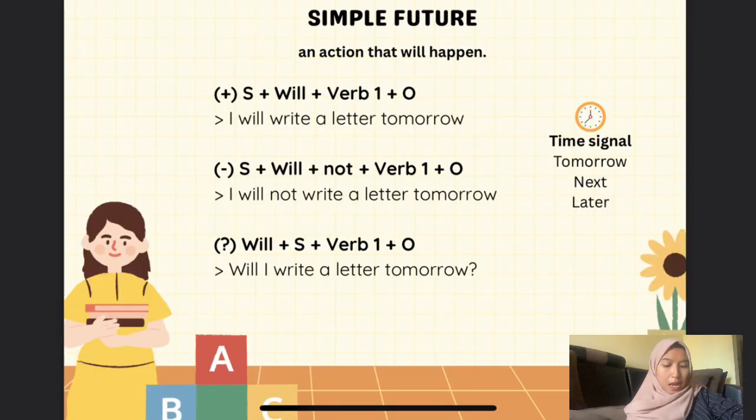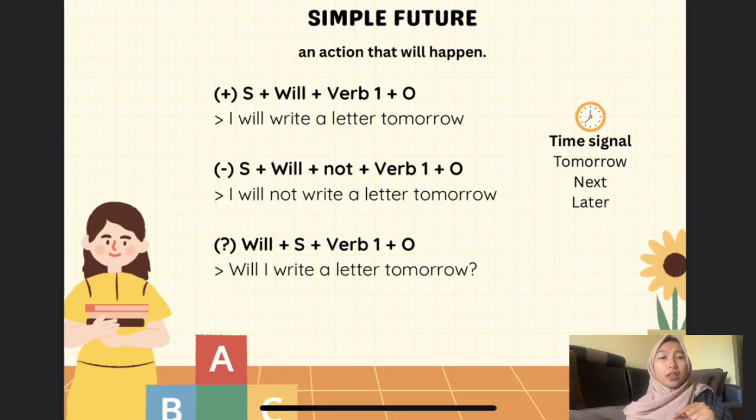Next is about simple future. Simple future is an action that will happen. Jadi ini adalah aksi yang akan terjadi di masa depan, yang akan mendatang. Okay, in future we use will plus verb 1. Okay, time signalnya ada tomorrow, next letter. Okay, for example is I will write a letter tomorrow.